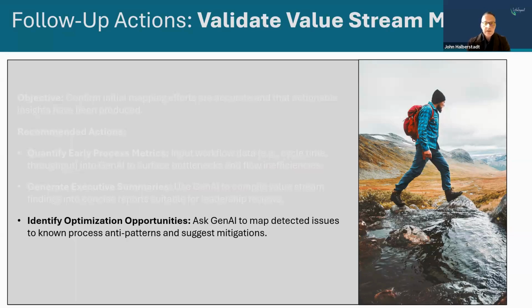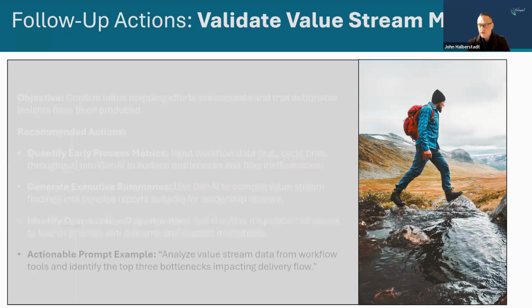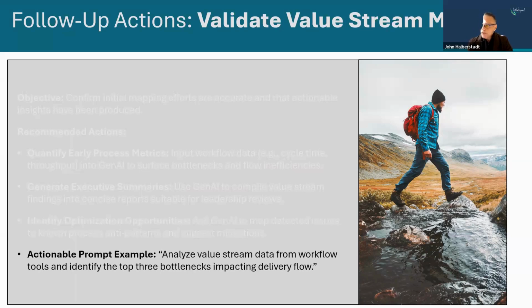This is one of those areas that there's a lot of good data out on the interwebs, and that will really help with generative AI tools, whichever one you choose, in giving you useful, actionable guidance based on the data that you've provided. Here's one prompt that you can consider using. Analyze value stream data from workflow tools and identify the top 3 bottlenecks impacting delivery flow. So again, get an export from a system in whatever format you can, combined with this prompt and some additional context, and you'll have some good insights on some things that you might want to consider.